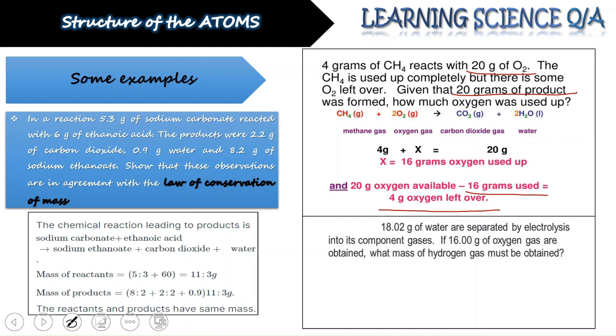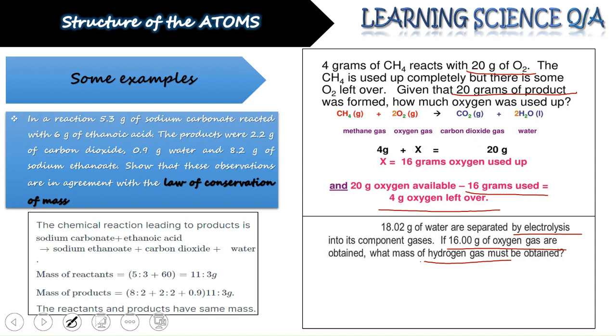The next question says 18.02 gram of water is separated by electrolysis. Always remember, when we do electrolysis of water, we get hydrogen and oxygen. So 18.02 gram of water is separated by electrolysis into its component gases, that are oxygen and hydrogen. If 16 gram of oxygen gas is obtained, what mass of hydrogen must be obtained?